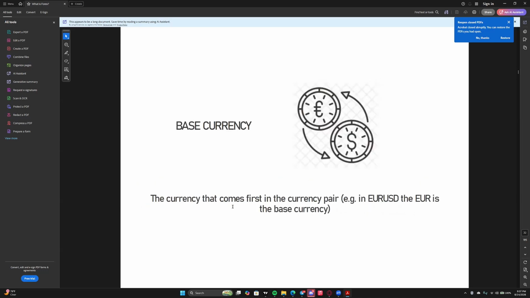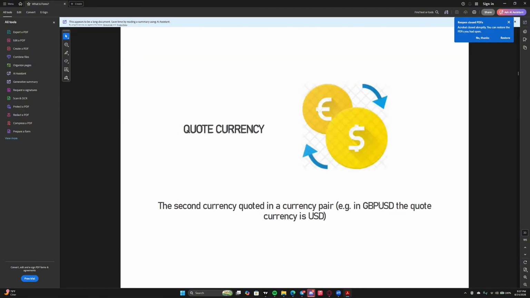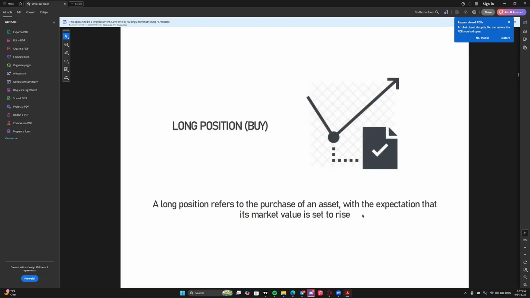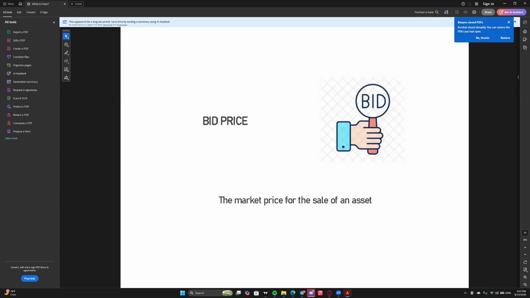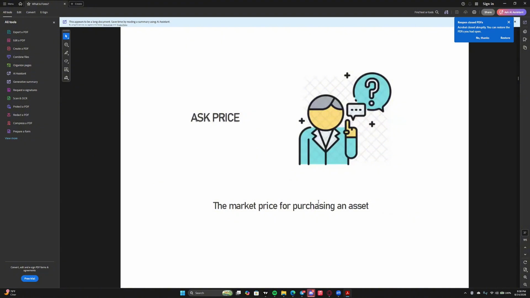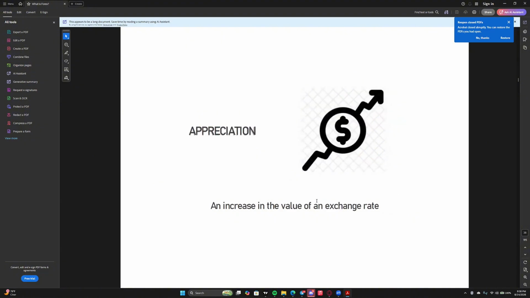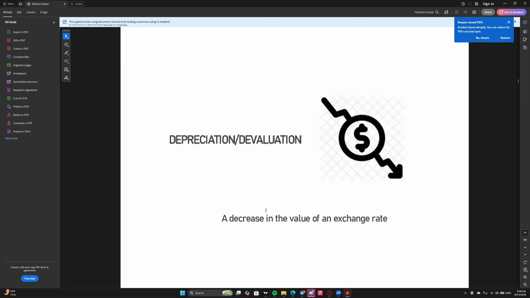Base currency is the currency that comes first. If you have Euro USD, Euro is always your base currency. Quote currency is the second currency. In GBP USD, USD is your quote currency. Long position just means buy. Short position means sell. Bid price is the market price for the sale of an asset. Ask price is the market price for purchasing an asset. Appreciation is an increase in the value of an exchange rate. These are just terminologies that you might be hearing a lot in the forex market.